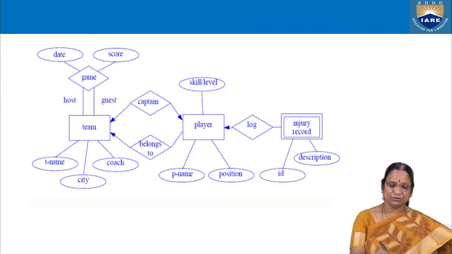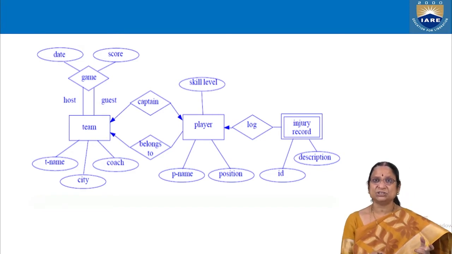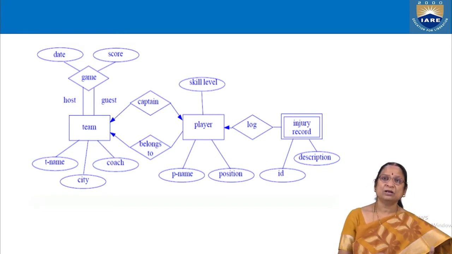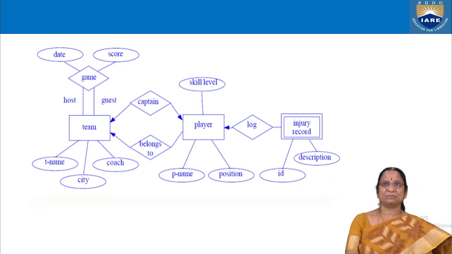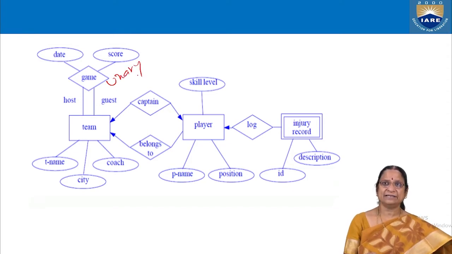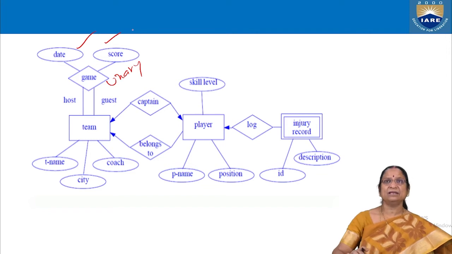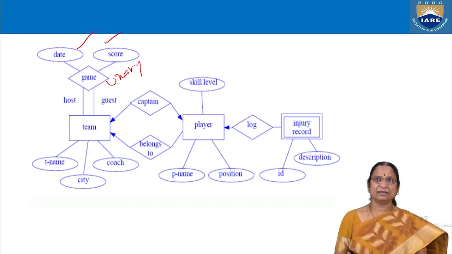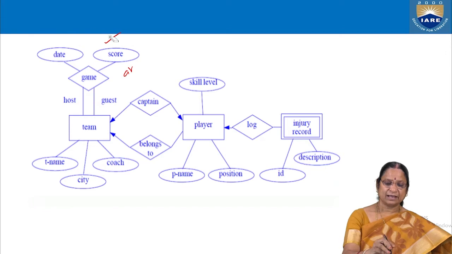Now game, as I told you, game is played between teams only. So game is a relationship. But what are the two entity sets? Team only. Between two teams means one of them is guest, one of them host. So that's why it's a unary relationship. Game is a unary relationship where the team is a single entity set connected with itself. This relationship has two attributes: the specified date on which that particular game was conducted, as well as the score.